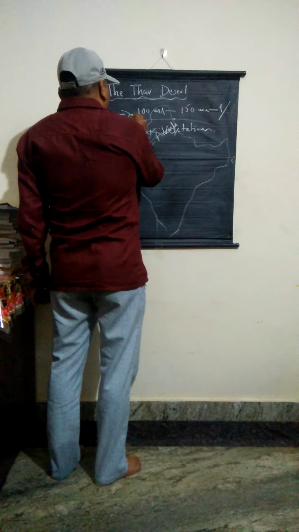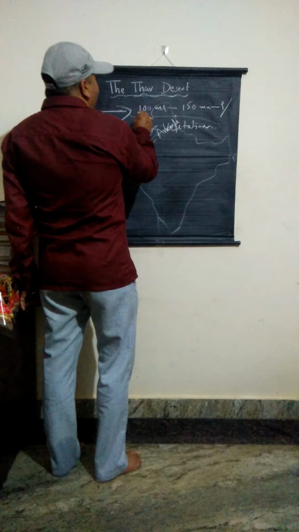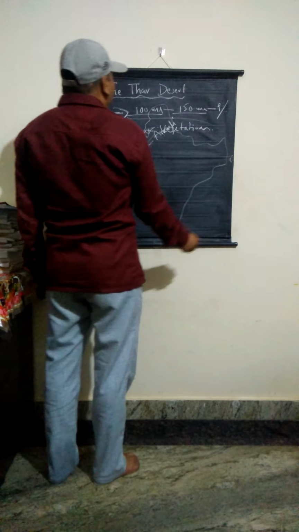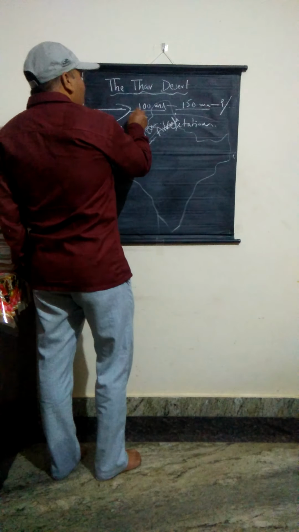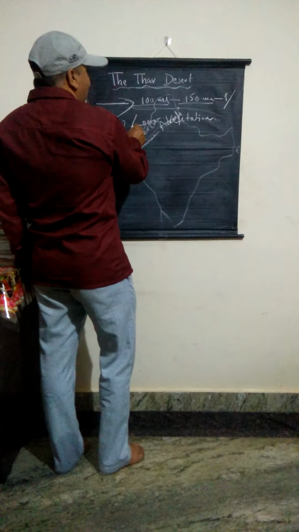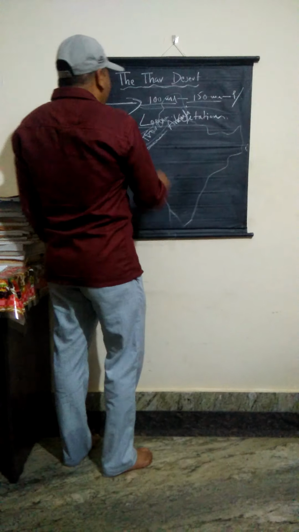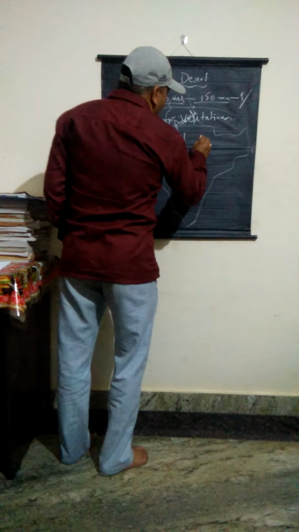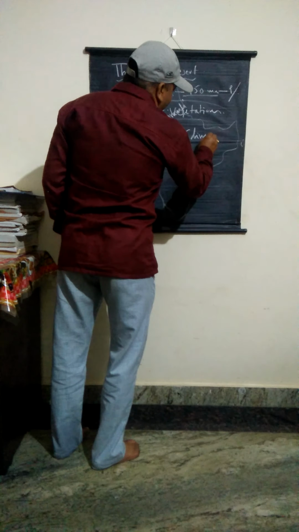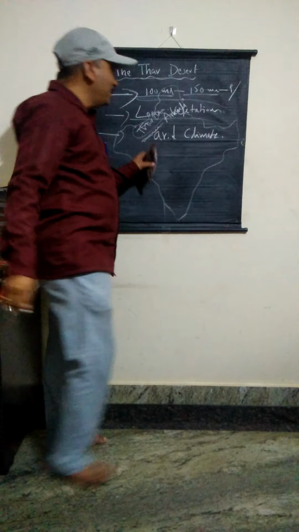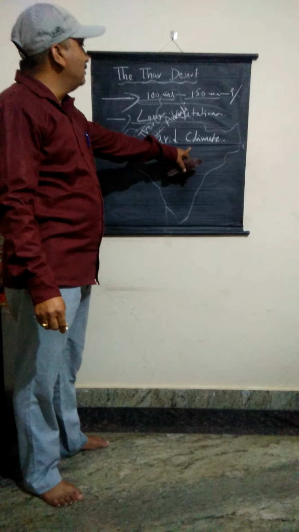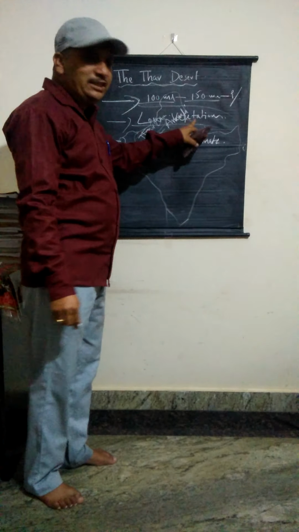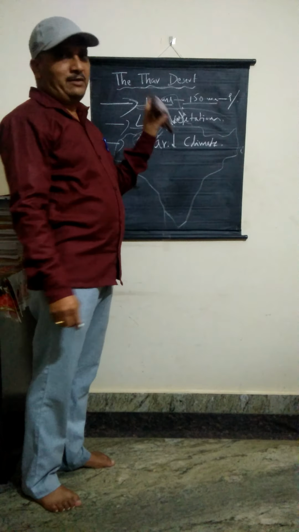The rainfall ranges from 100 to 150 millimeters per annum. Due to less rainfall we can observe low vegetation, and the climatic condition is arid climate. So: less rainfall, low vegetation, arid climate.